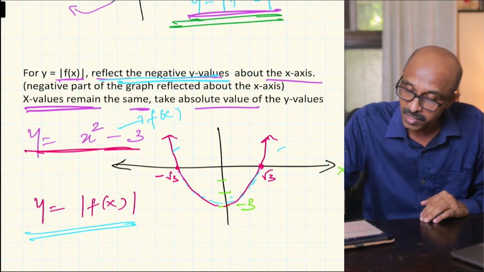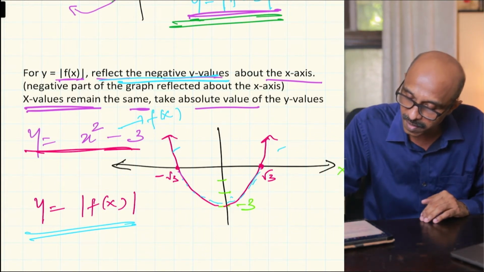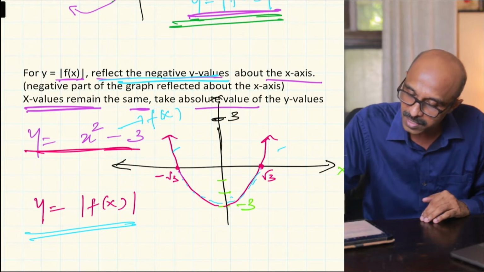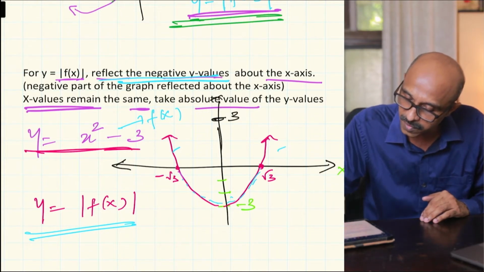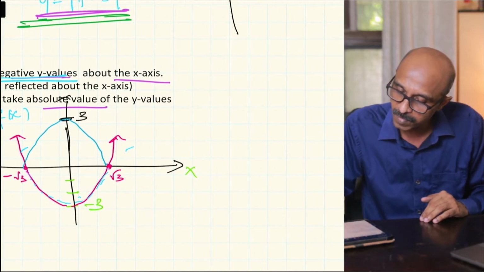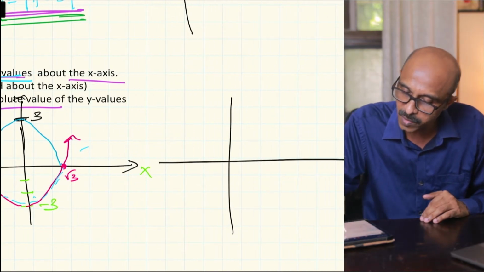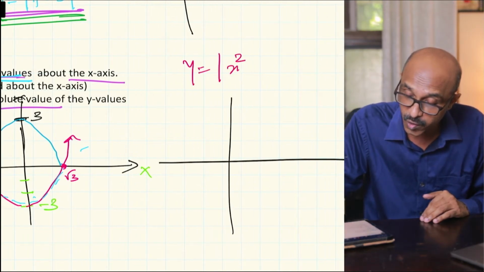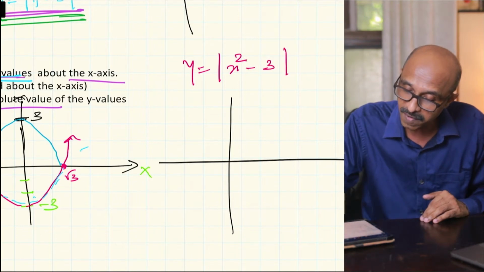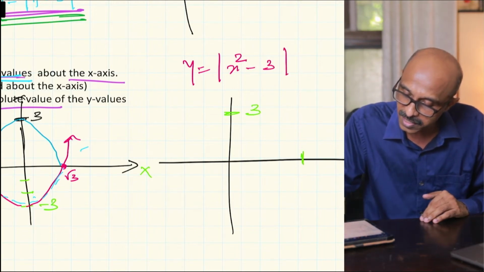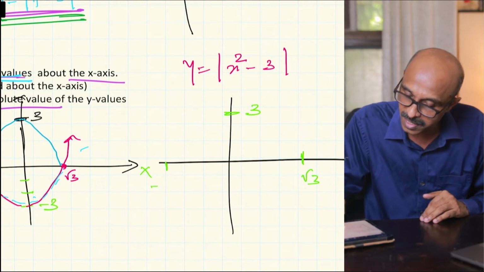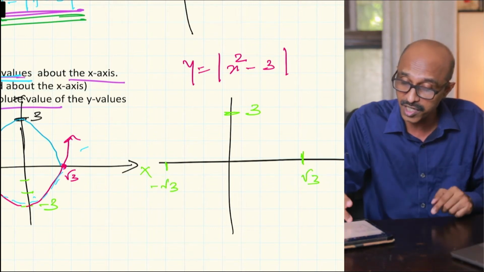That's your x-axis, remember? So when you reflect that, you're going to get a graph. If that's negative 3, remember, it should flip. So there's positive 3. Let me use another color for the flipped part. That's the graph. The flipped graph, or the final graph for y is equal to the absolute value of x squared minus 3, should look like that. That's 3, and that's still root 3 and negative root 3. Remember, the x values remain unchanged, as we said.